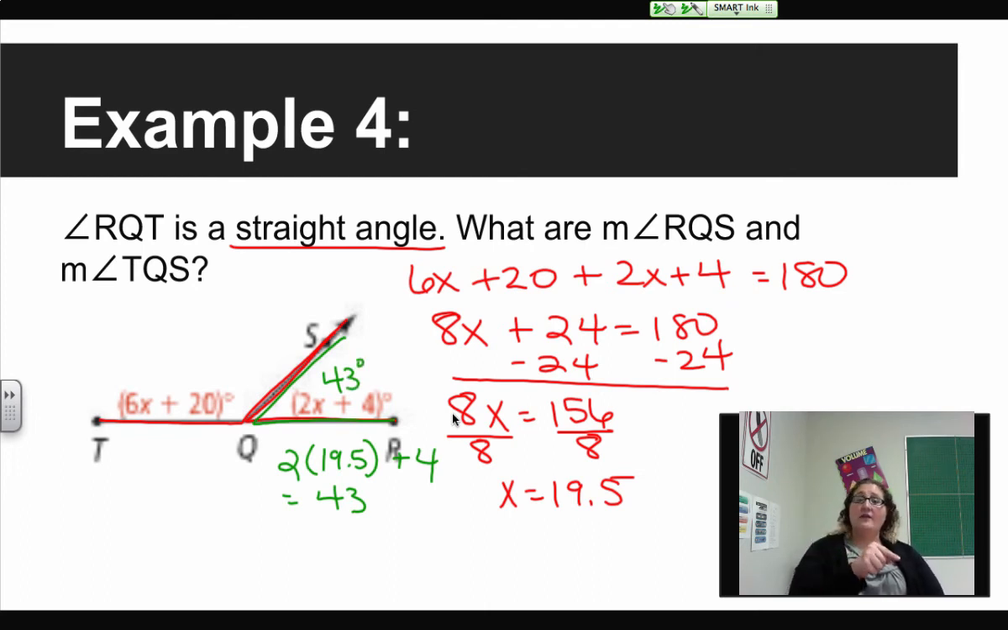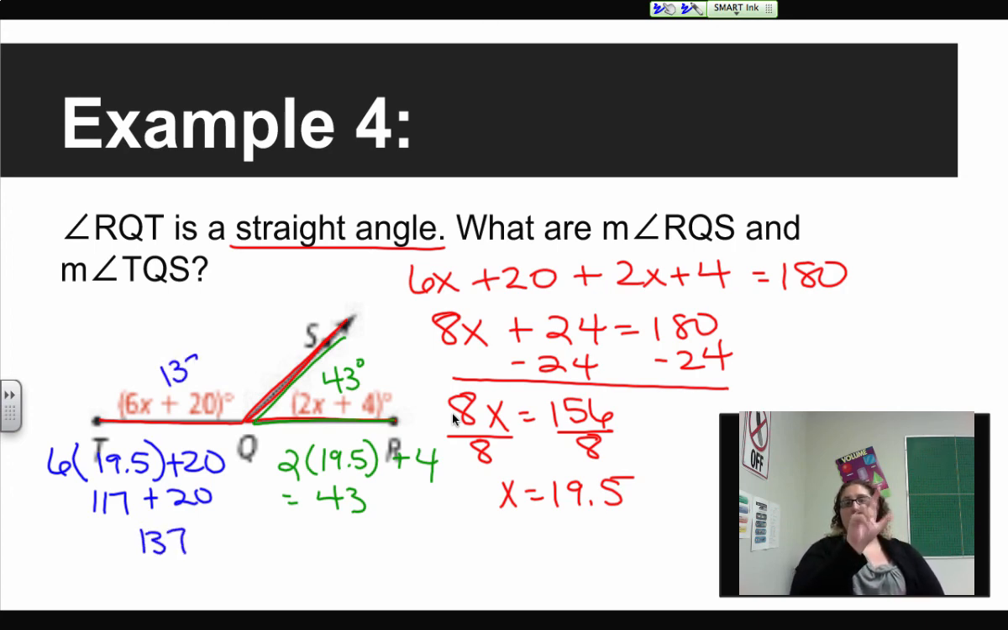And then over here, I'm going to take 6 times 19.5 plus 20. And I'm going to end up with 117 plus 20. I get 137. So this angle right here is 137 degrees.